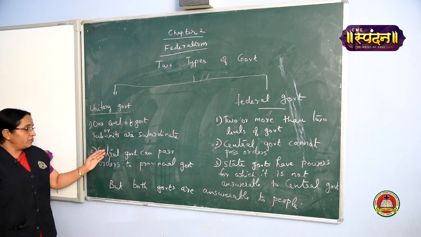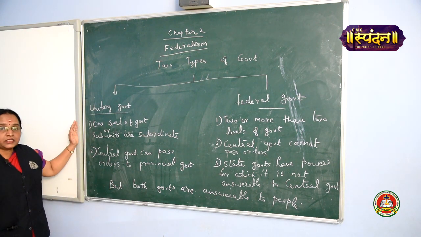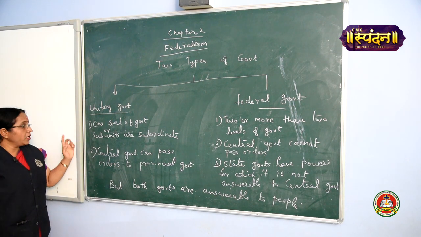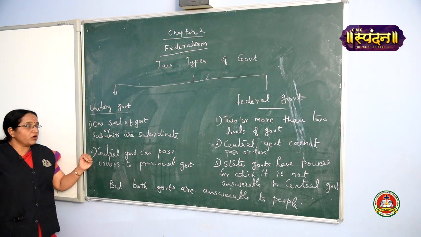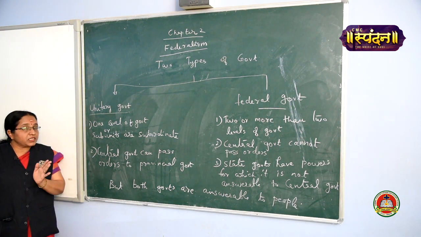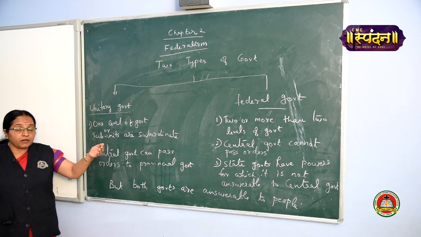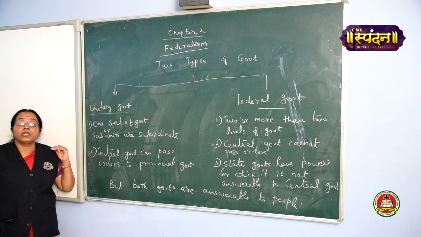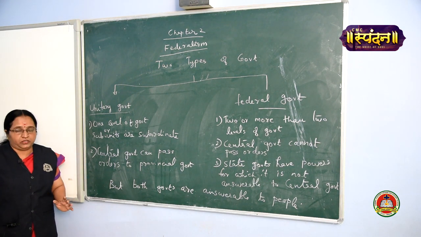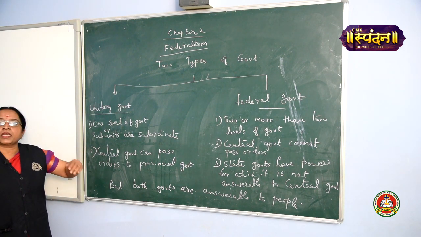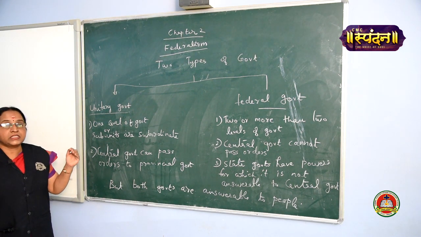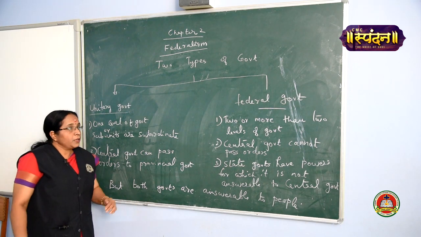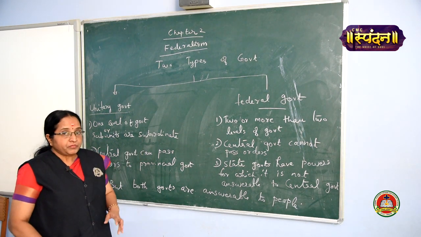Once again I am repeating. What is unitary government? Unitary government means there will be one level of government, and all the sub-units are subordinate, that means dependent on the central government. The central government has the full authority to take decisions. They can pass orders to the state governments or the provincial governments. Now what about federal government?